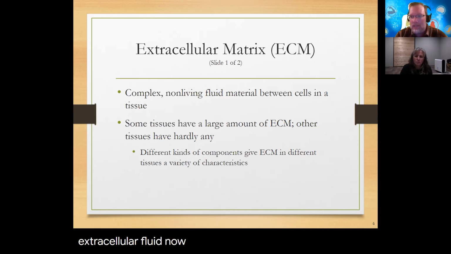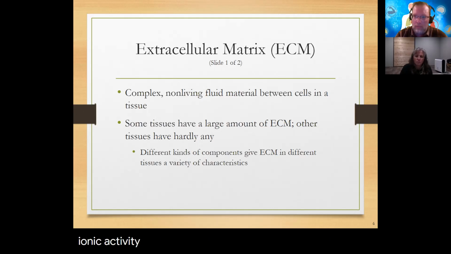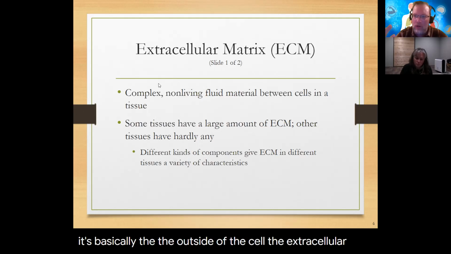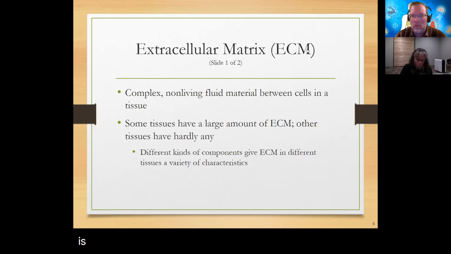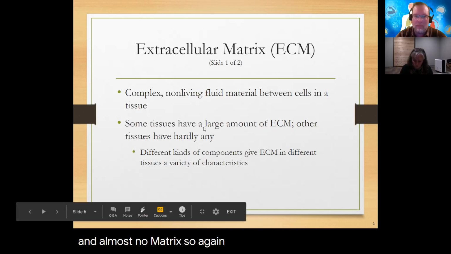Now, the rest of the matrix is going to be a bunch of different proteins, primarily some glycoproteins, some proteoglycans, some other macromolecules. This is the area where we see a lot of ionic activity. This is where sodium ions live, for instance. So it's basically the outside of the cell, the extracellular area is filled up with a matrix. And again, some tissues have more matrix and less cells. Some tissues have a lot more cells and almost no matrix. So again, you'll see it abbreviated ECM.